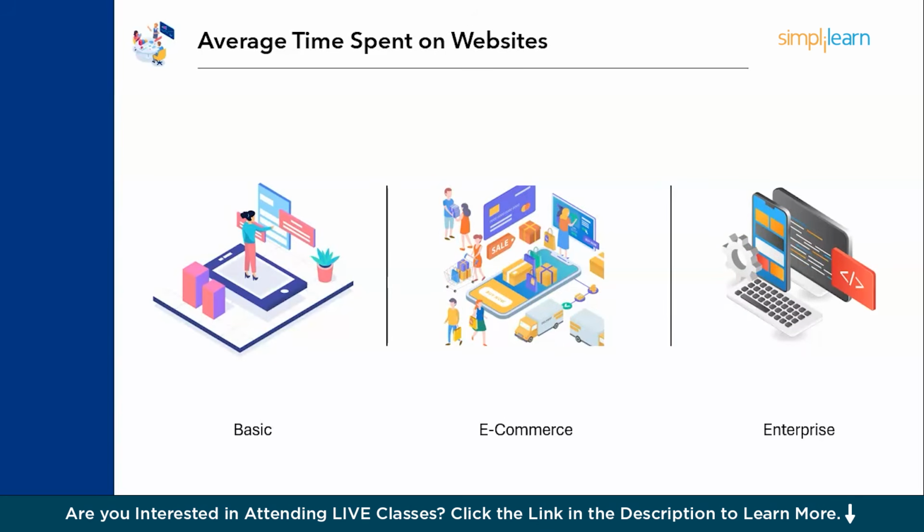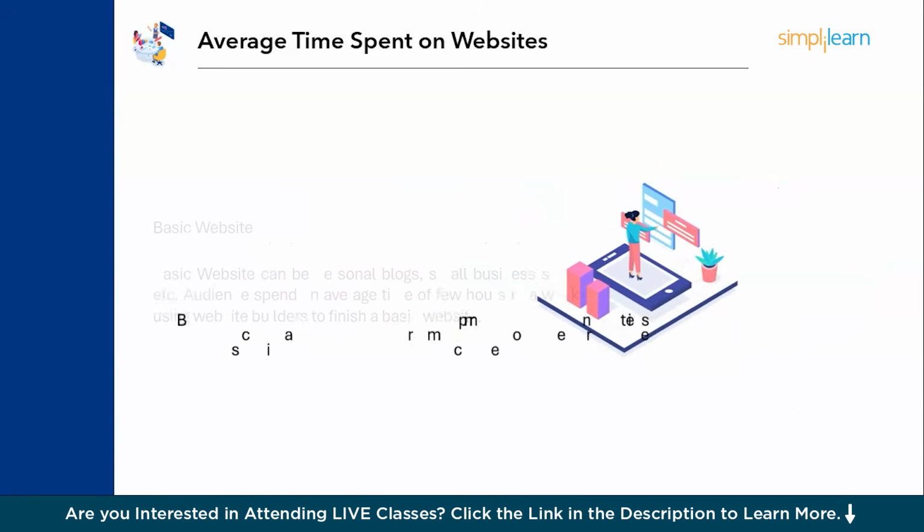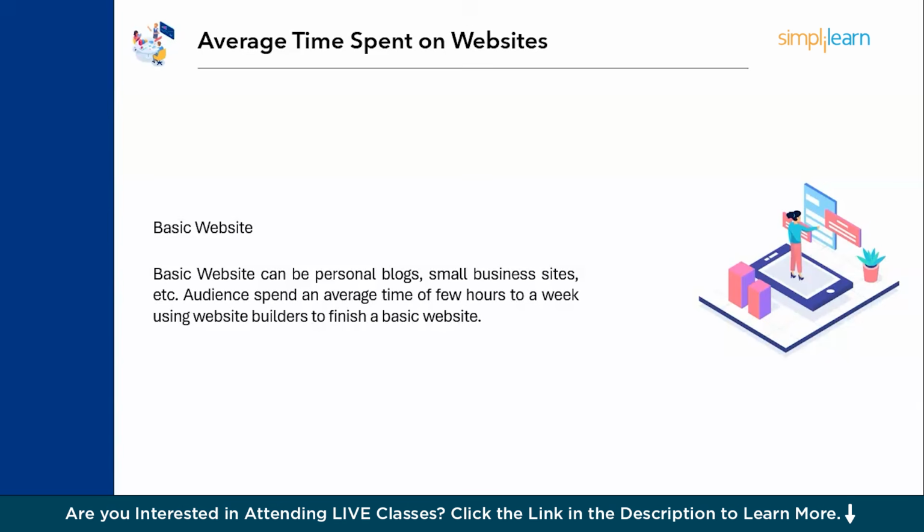Now, there are three different types of websites: basic websites, e-commerce, and enterprise. Now, let's understand each one of these. So, what exactly is a basic website? So, it can be a personal blog or a small business site.